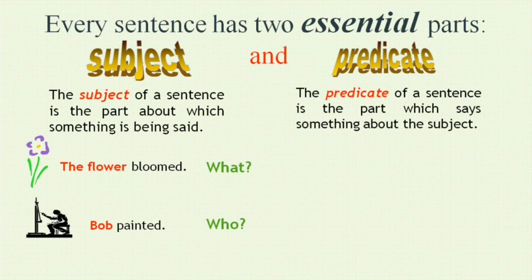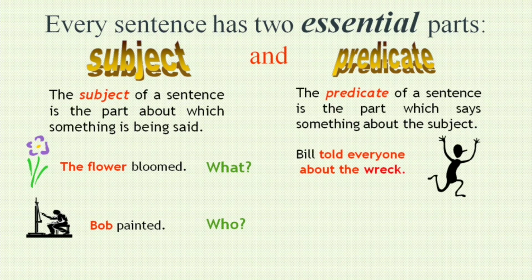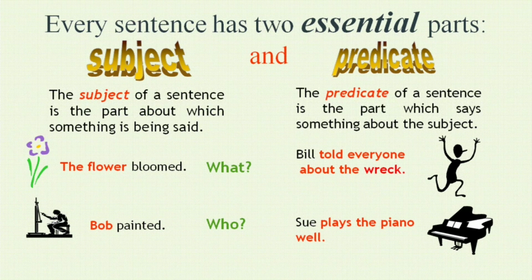On the other hand, the predicate of a sentence is the part which says something about the subject. For example, Bill told everyone about the wreck. In this sentence, the red part is saying something about the subject Bill. That is why the red part is a predicate. The next one is Sue plays the piano well. In this sentence, plays the piano well is saying something about the subject Sue. That is why the red part is a predicate. I hope you can understand.